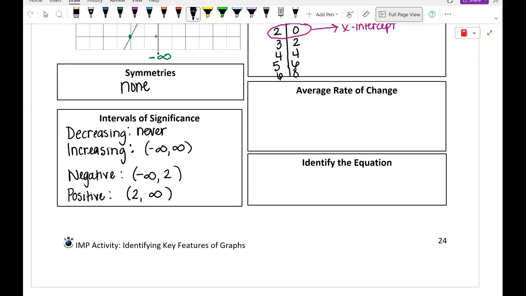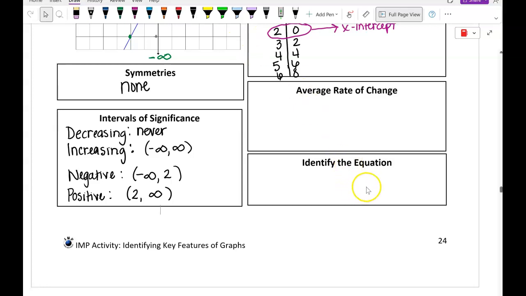So the interval negative infinity to 2 is when my y values are negative, and from 2 to infinity is when my y values are positive. So really those are tied back to my x-intercept. The increasing, decreasing is the general direction of the function.